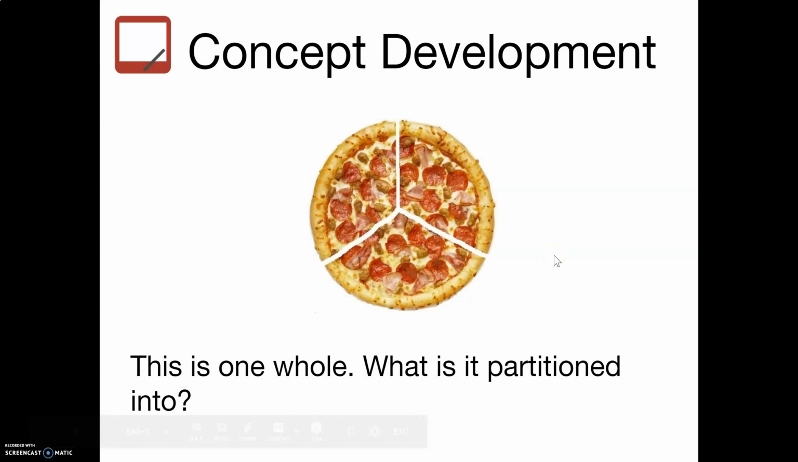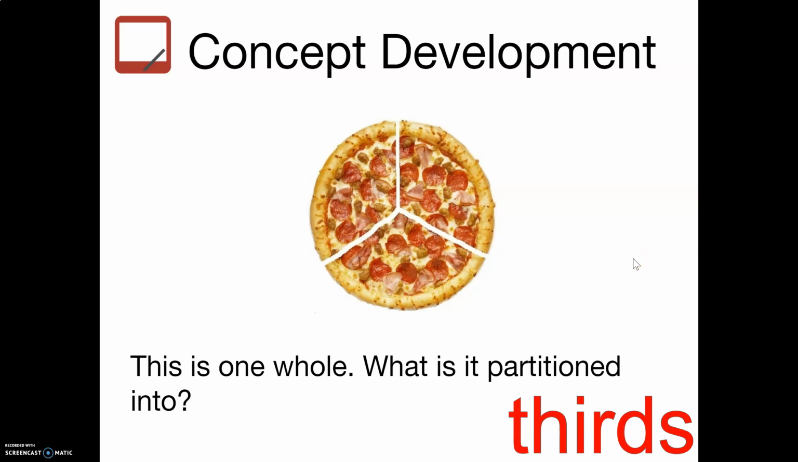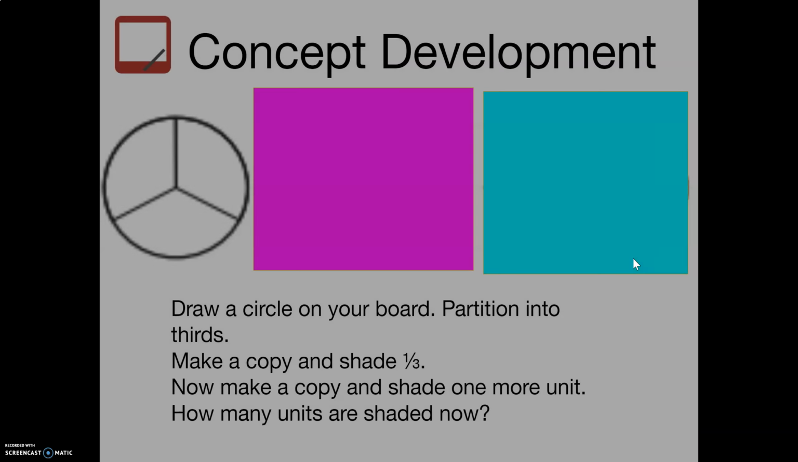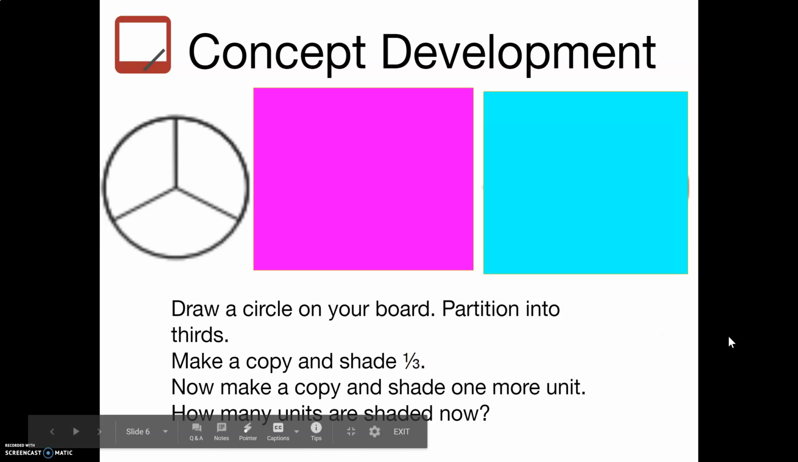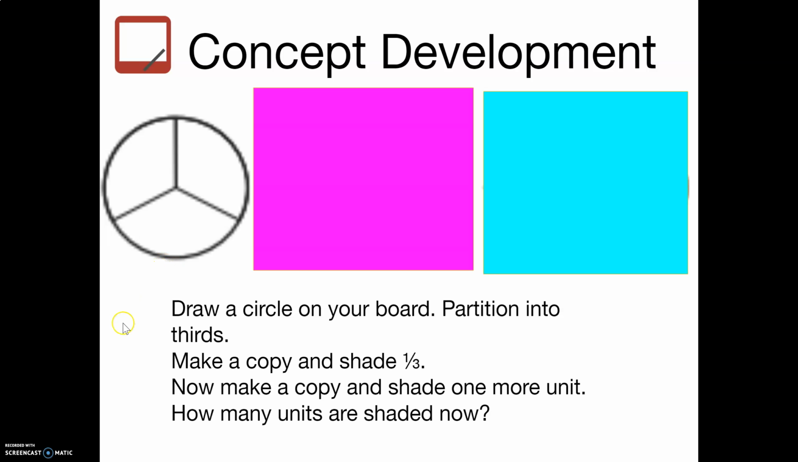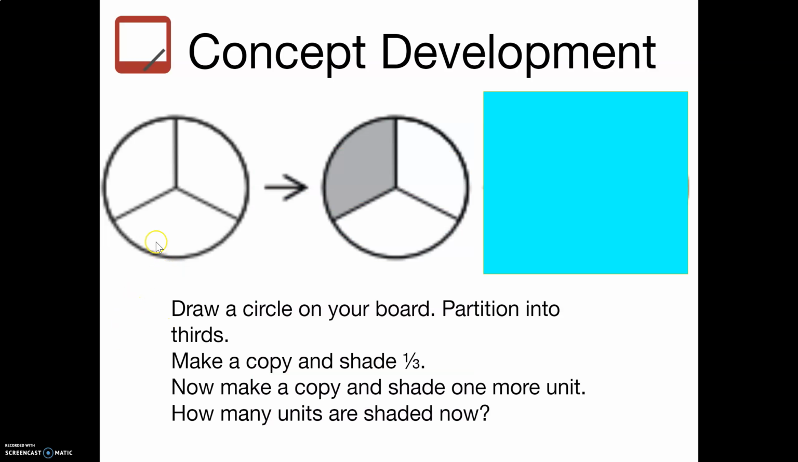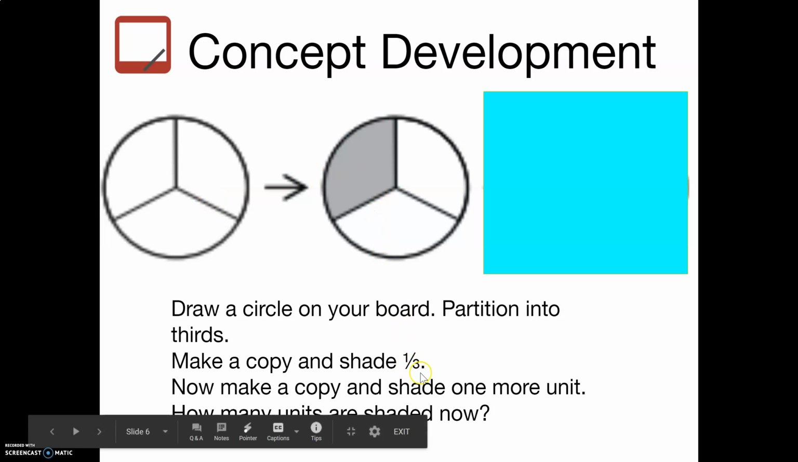So take a look at this pizza. This is one whole. What is it partitioned into? Since we have 3 equal parts, we would call these fractional units thirds. Now what I'd like you to do is to draw a circle on your board or on your piece of paper and partition it into thirds. Then I want you to make a copy. When you make a copy, it means to draw another one. And I want you to shade in 1/3. One of the thirds shaded in.